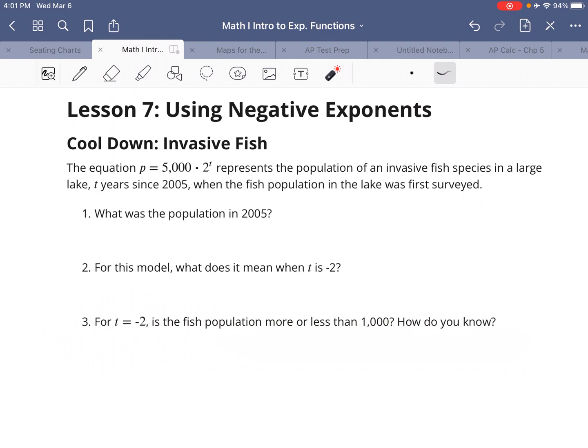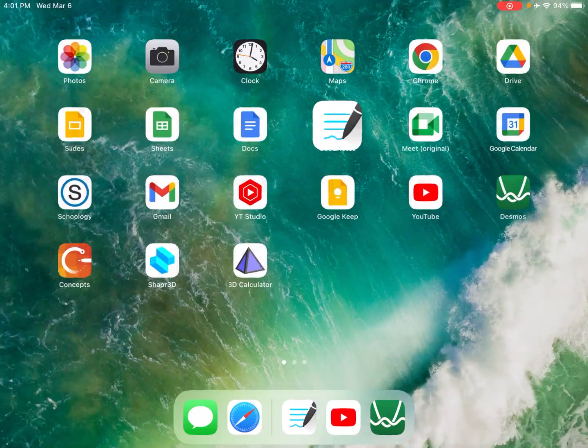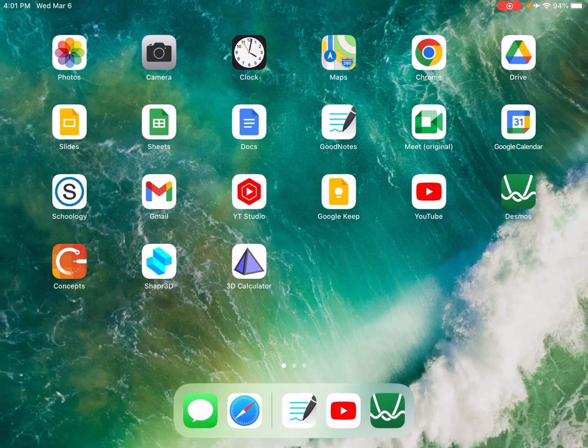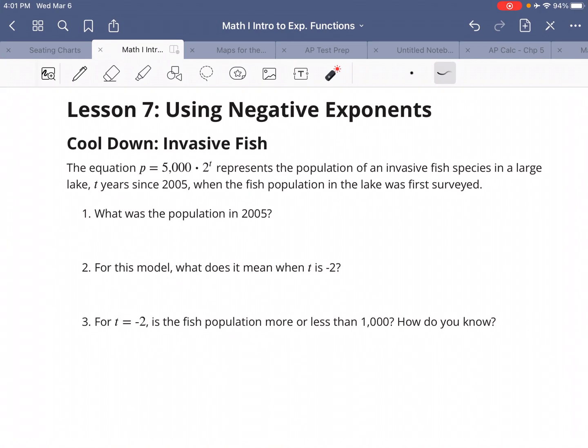Well, you could put it into Desmos and calculate, like I just showed you. You would just type in the equation that you need, just like this, and then put in b of -2. Or you can also remember that if it's doubling every hour, if we want to know what it was an hour before, well, instead of multiplying by 2, what would you do?